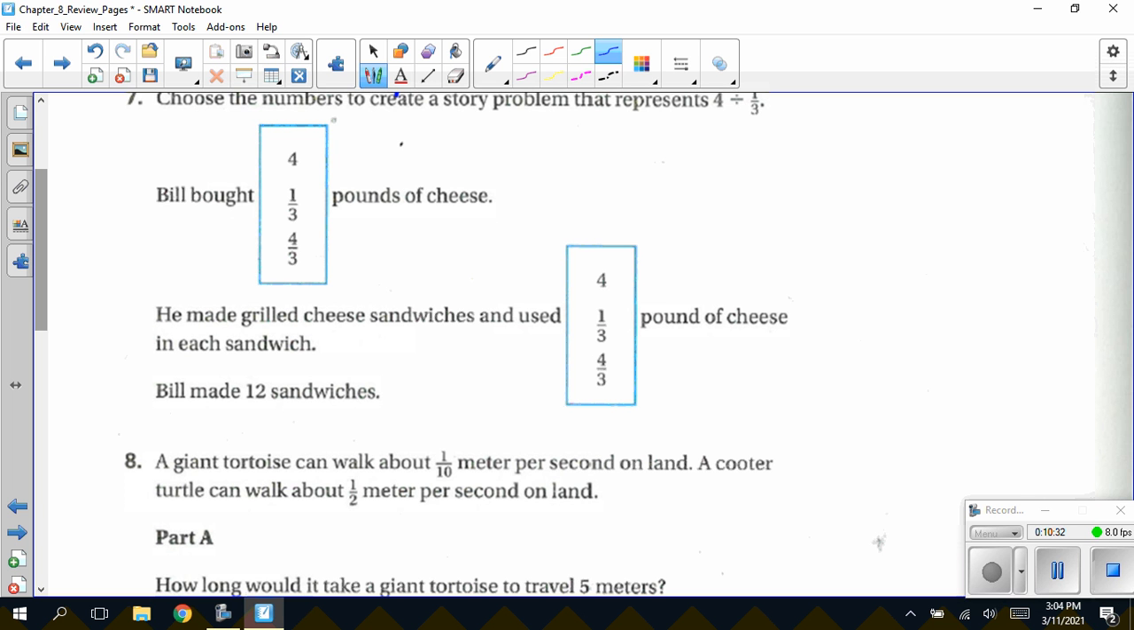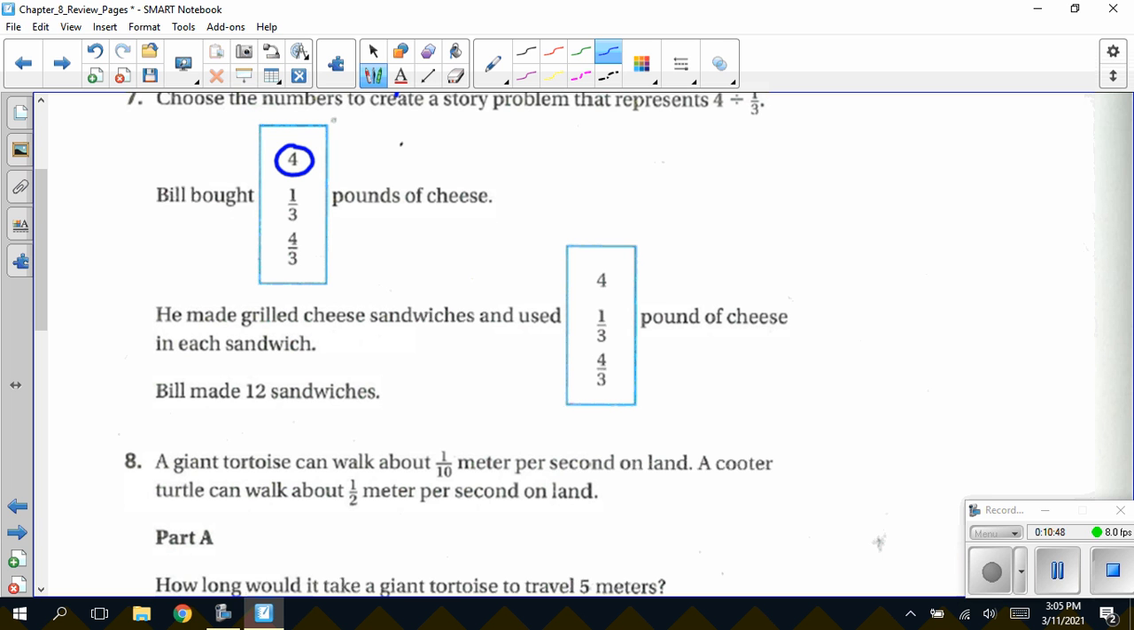So when I read this, it says Bill bought, and then it's blank pounds of cheese. Well, I need to know the whole amount of cheese that he bought, and that would be 4 pounds of cheese. And because I'm dividing it by 1/3, we now have to use the next part.